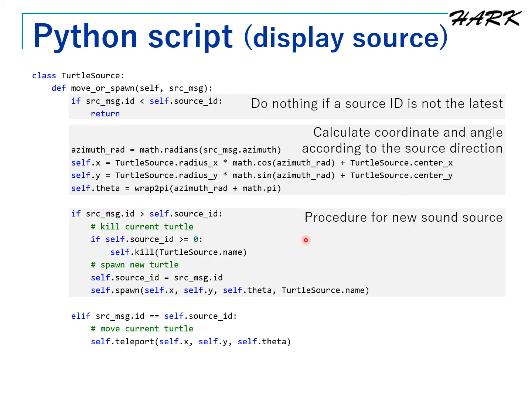This block is a processing when a new sound source appears. The old sound source turtle is removed by this kill function, and the new sound source turtle is displayed by this spawn function. The last block is the processing for continuously displaying the existing sound source by using this teleport function.